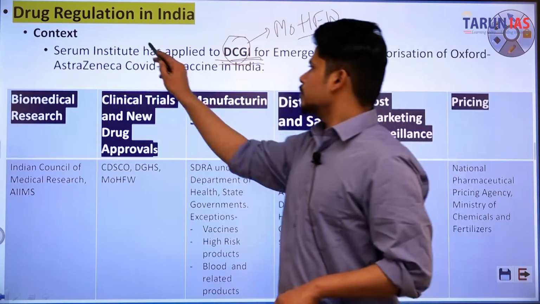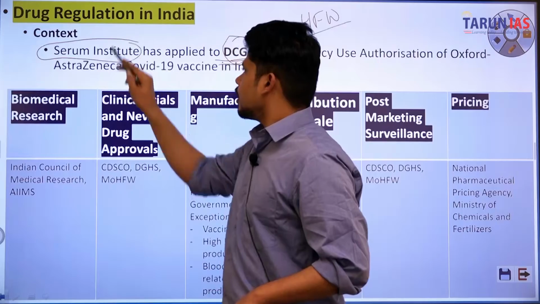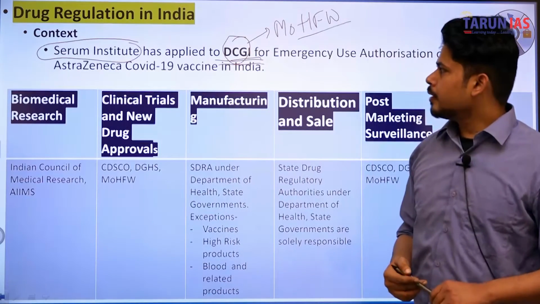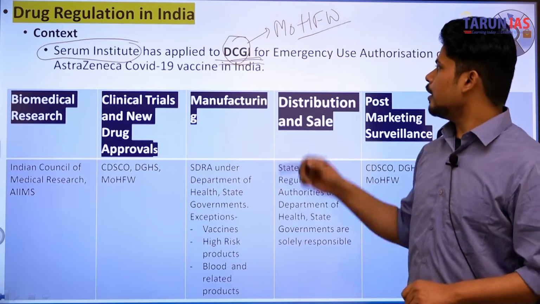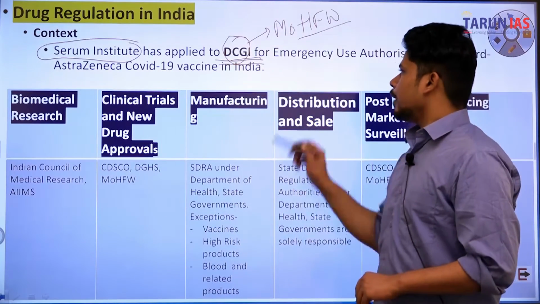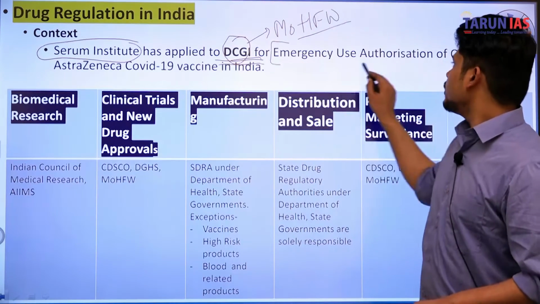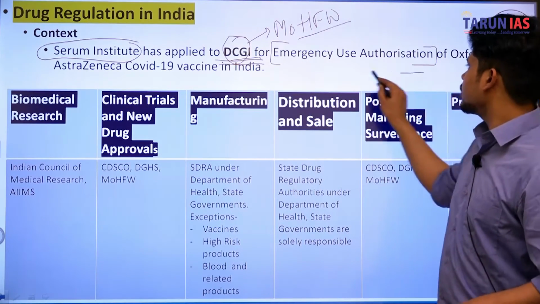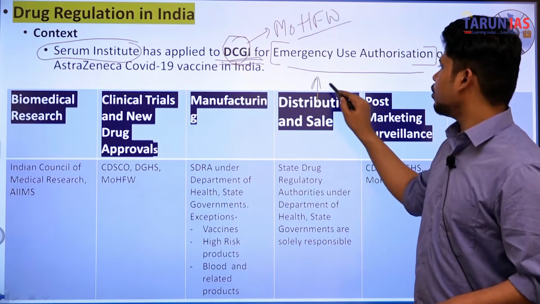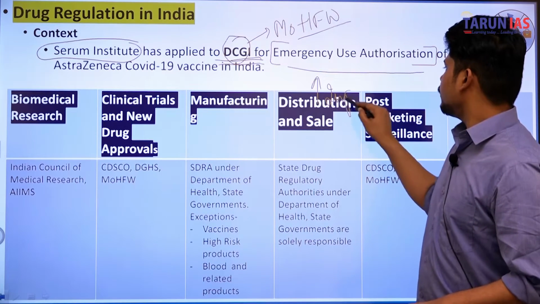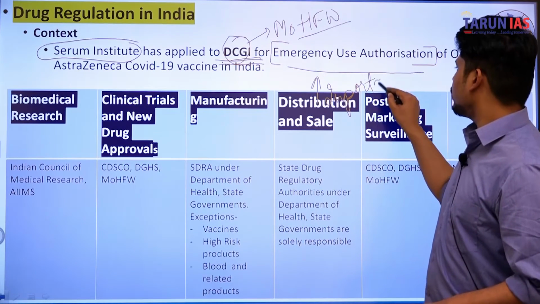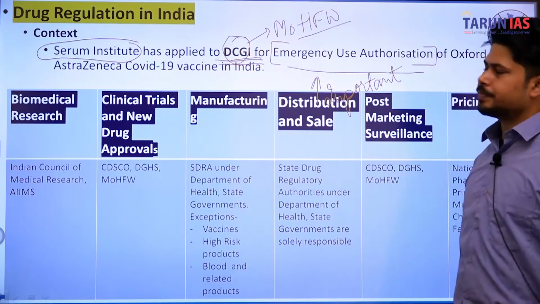Serum Institute is the largest producer of vaccines in India. It's a private body and it has applied to the DCGI for emergency use authorization. Emergency use authorization has not been defined in Indian law. The important thing is that it has not been defined in Indian law as to what emergency use authorization is.